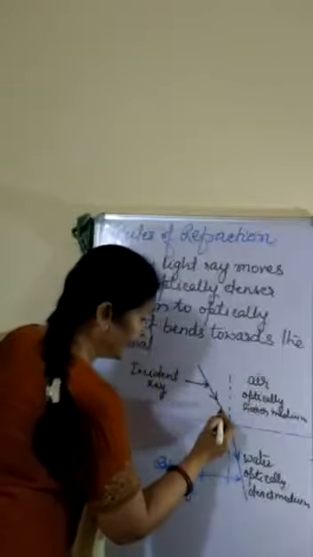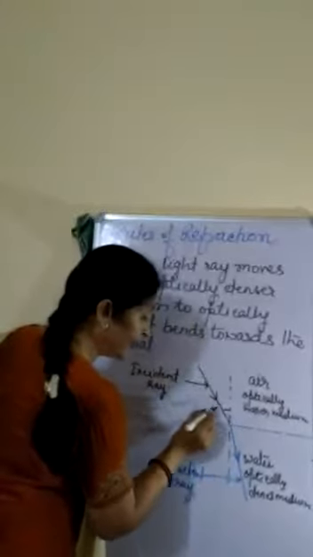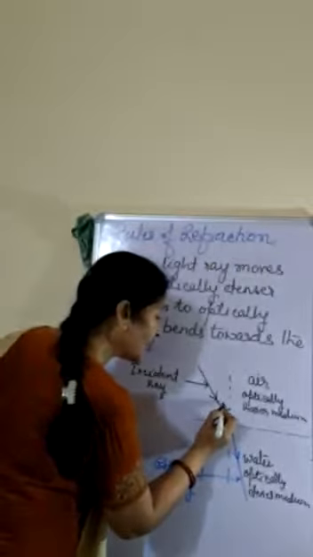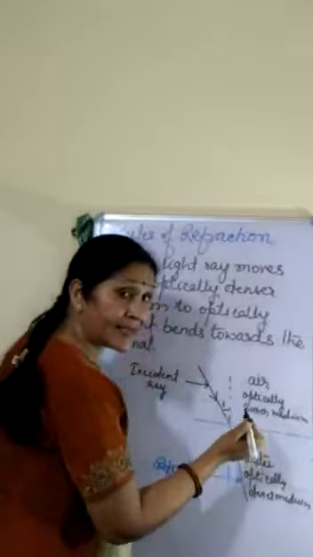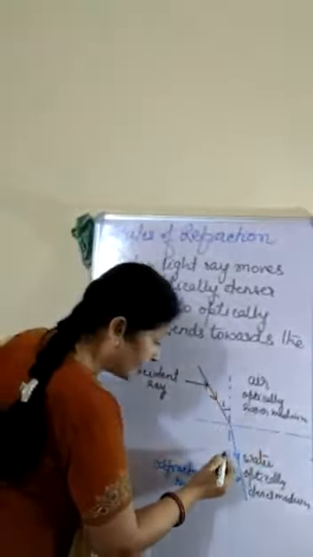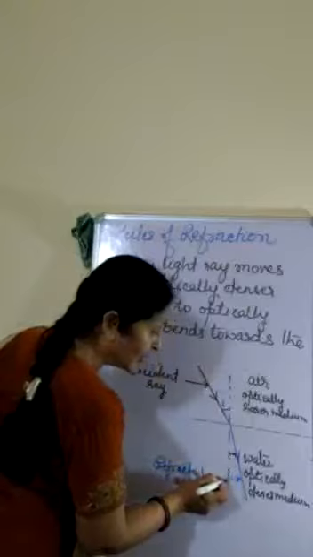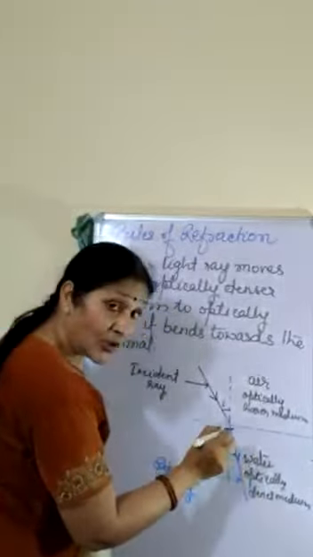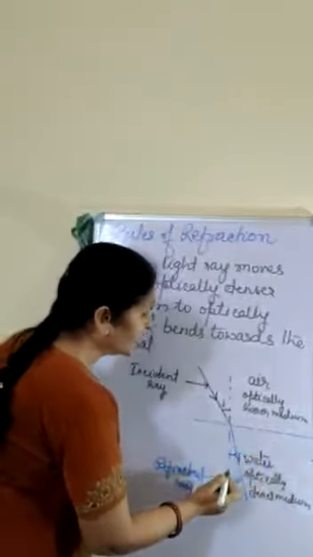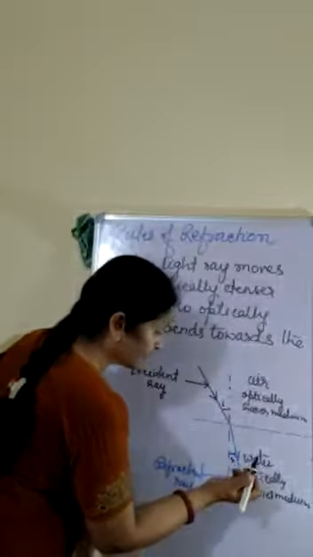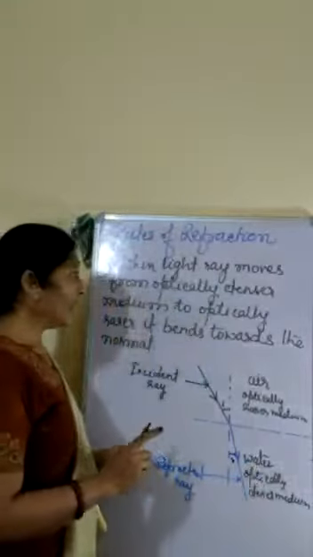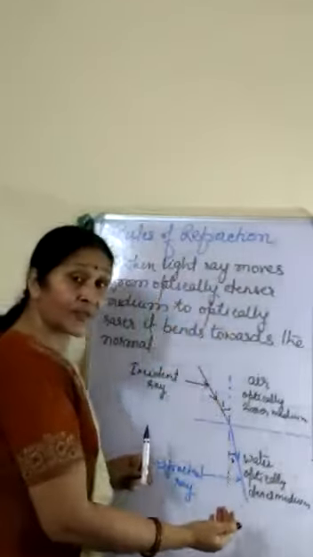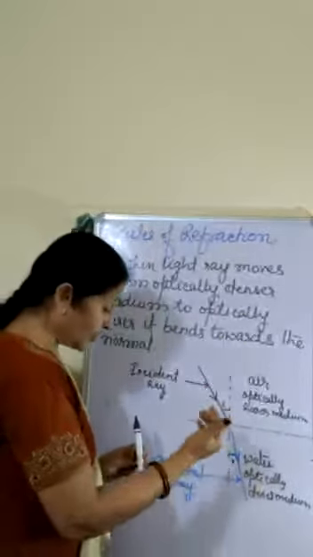And this angle, the angle between the incident ray and the normal, is called as angle of incidence and it is generally denoted by I. And this angle between the normal and the refracted ray is termed as angle of refraction and generally it is denoted by small r. Now, when light ray moves from optically rarer to denser, just reverse will happen. Now, let us draw how.